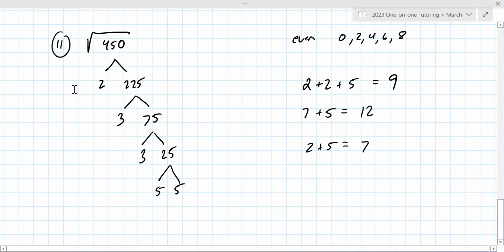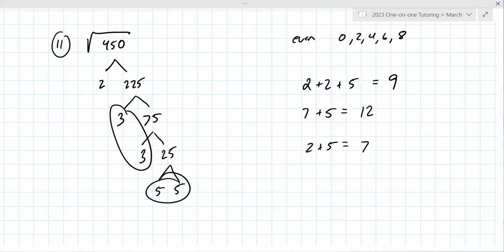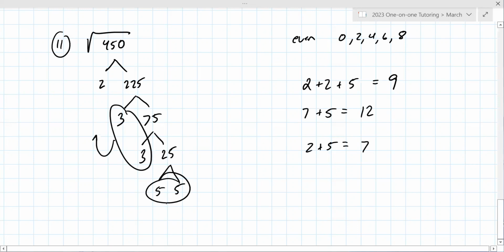Do you see any pairs? 3 and 3. Okay. Any other pairs? Oh, 5 and 5. Yes. Two 5s. So what goes out? What stays in? 3 goes out and 5 stays in. But there's a pair of 5s. Don't the pairs come out? I would say yes. They do. Pairs come out.